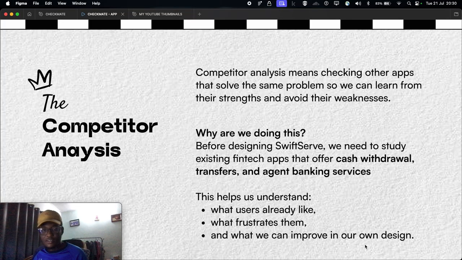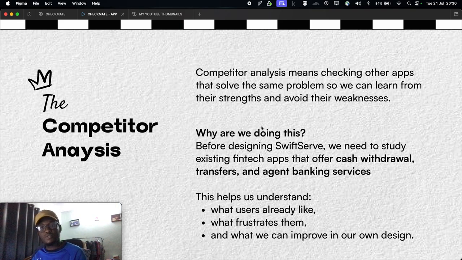Just like I said, if you want to start selling phones today, you would first of all understand the other competitors in the market. Understand what they are doing that people already like, understand what they are doing that people do not really like as much, and then you start using that to improve your own design. Do you get? So that is what competitor analysis helps us to do. And I'm going to show you an example.